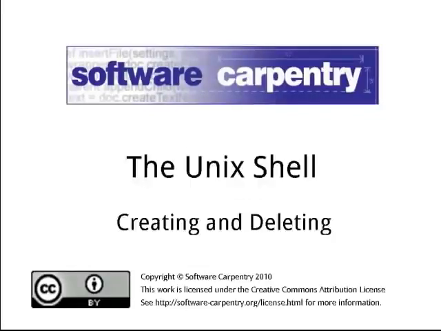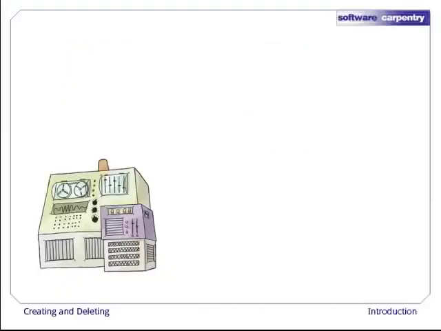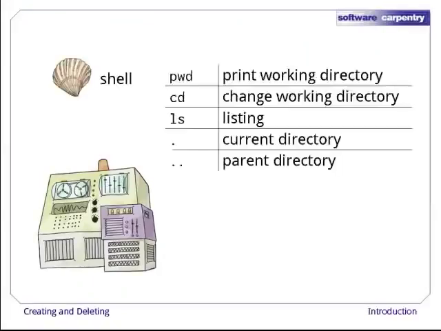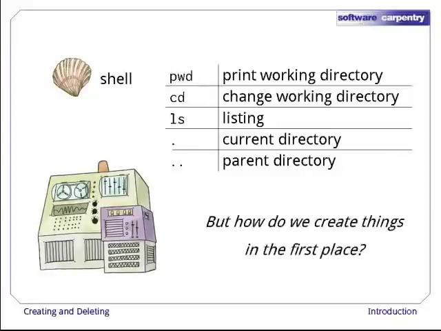Hello, and welcome to the 3rd episode of the Software Carpentry Lecture on the Unix Shell. In this episode, we'll see how to create, rename, copy, and delete files and directories. As we've seen in previous episodes, one way to interact with a computer is through a command line shell. When we type in commands like these, the shell finds the corresponding programs, runs them on our behalf, and shows us their output. But how do we create files and directories for it to show us?